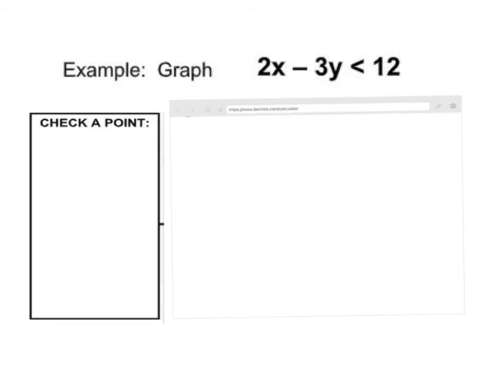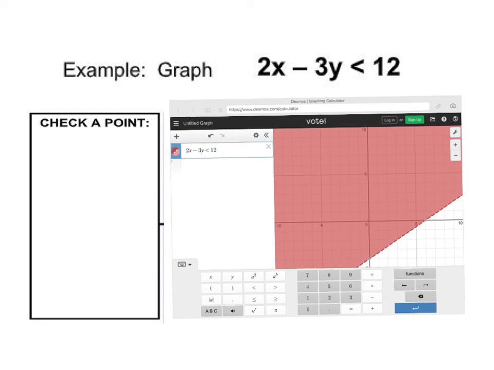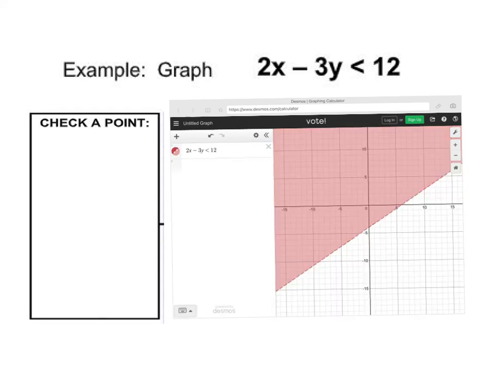So the next thing we're going to do is actually graph this line. Now, of course, you can graph it in any format on Desmos. So I'm going to graph here. 2x minus 3y is less than 12. So you can see it does all of this for you, which is really neat.